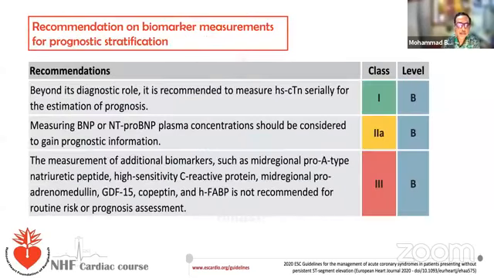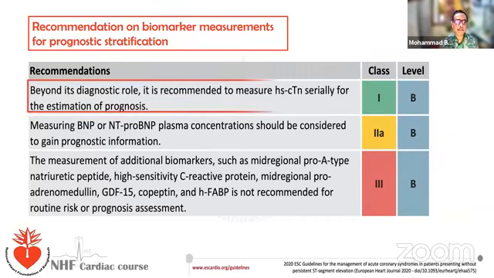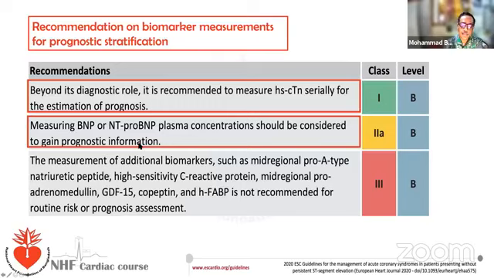Now, as we all know, high sensitivity troponins are used mainly for diagnosing non-STEMI, but beyond its diagnostic role, it is also recommended to measure troponin serially for estimation of prognosis, a class 1 indication. Also, measuring BNP or NT-proBNP should be considered to gain prognostic information.